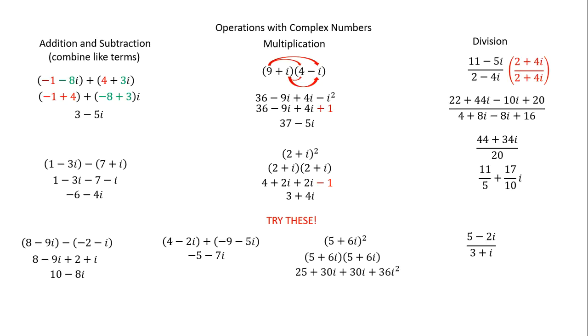The squared one, remember we need to distribute that. When we do, we get 25 plus 30i plus 30i plus 36i squared. The i squared changes to negative 1, makes that minus 36. Combine like terms, negative 11 plus 60i.